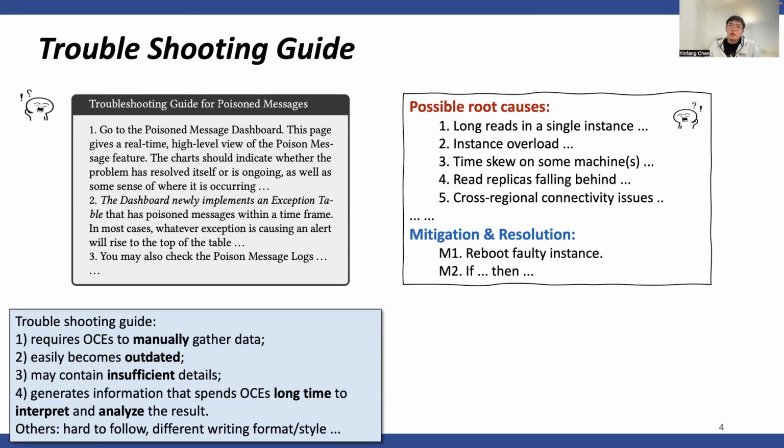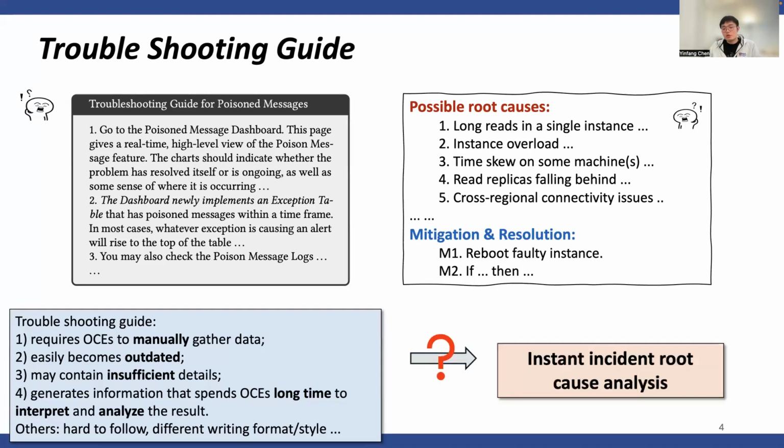And more importantly, it can generate information that takes the OCE a long time to interpret and analyze the results. So even if we have this troubleshooting guide, the on-call engineers may also feel lost. So it also has other drawbacks or limitations. This is very contradictory to instant incident root cause analysis, which is our ultimate goal, right? So what should we do?